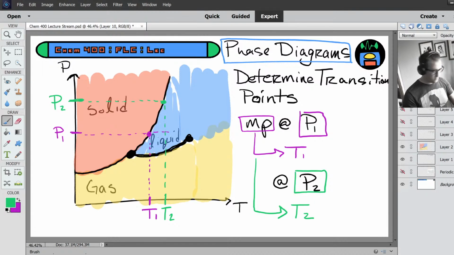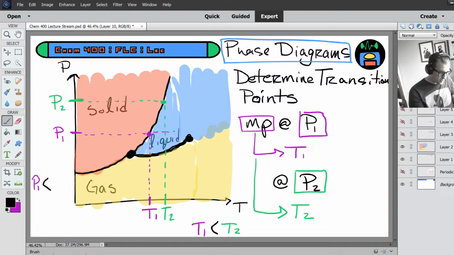As you can see here, for example, T2 is greater than T1, and it's because P2 is greater than P1. So at a higher pressure, there's a higher melting point. At a lower pressure, there's a lower melting point.